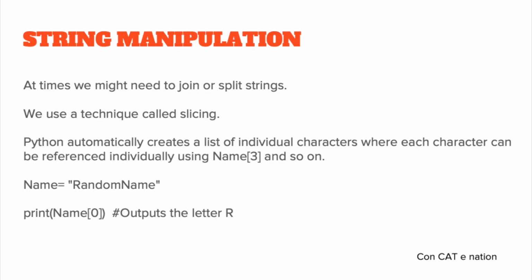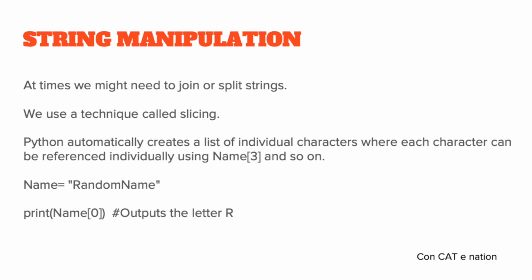We're now going to move on to string manipulation. Now, we already know at times we need to join strings, but there are times where we also might need to break or split things apart. So strings need to be manipulated. And we normally use a technique called slicing to slice a particular string into 2 or more parts. Now, Python is pretty clever here. It automatically creates a list of individual characters where each character can be referenced individually, just like you would reference an item in an array. So if you typed in a name and you say name square bracket 3, it will get you the 4th character of that name because obviously it starts with 0. So 0, 1, 2, 3 is actually the 4th character.